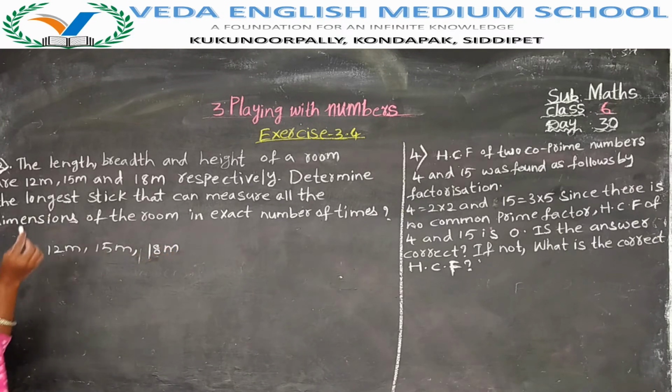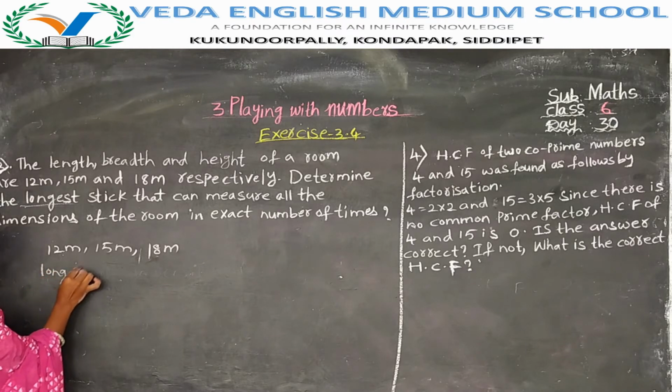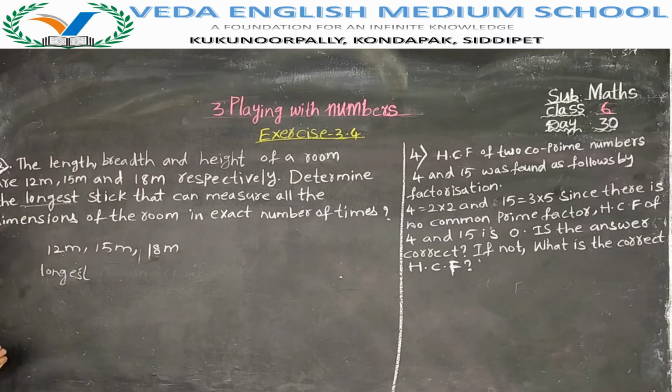Here also we got longest. Longest or largest or greatest. In the previous question we got the largest number. Now here they are asking longest. If you get longest, largest or greatest, then we have to go with the HCF.